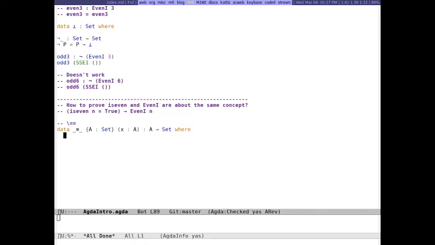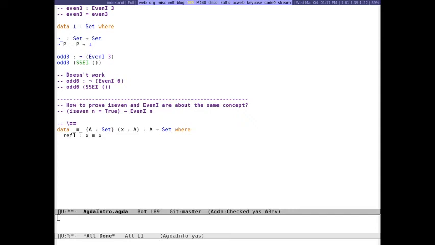Anyway, so how do we construct evidence for the fact that some x equals some y? Well, it turns out what we want to do is say there's only one way to construct evidence that something equals something else, which is if they're literally the same. We'll call it REFL, for reflexivity. So REFL is evidence that x equals x.